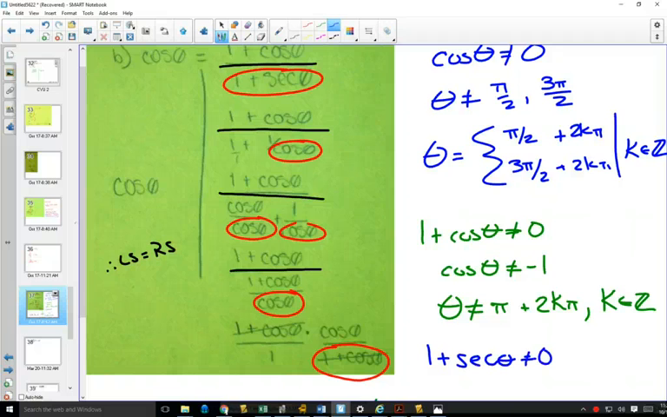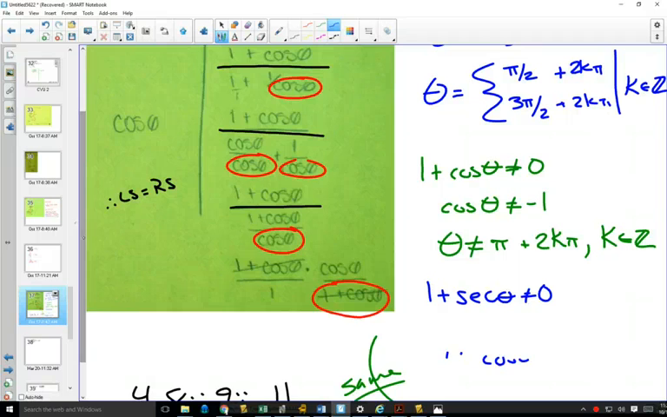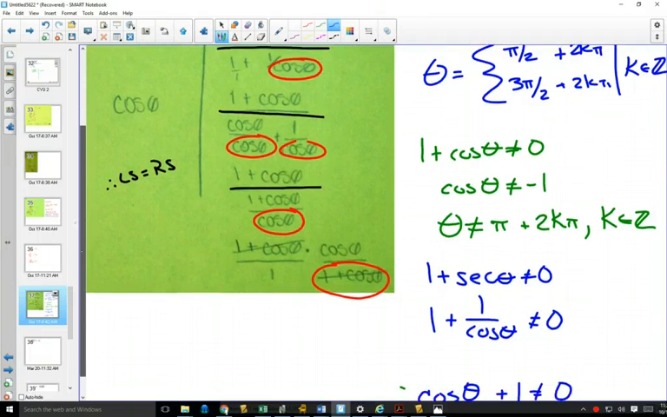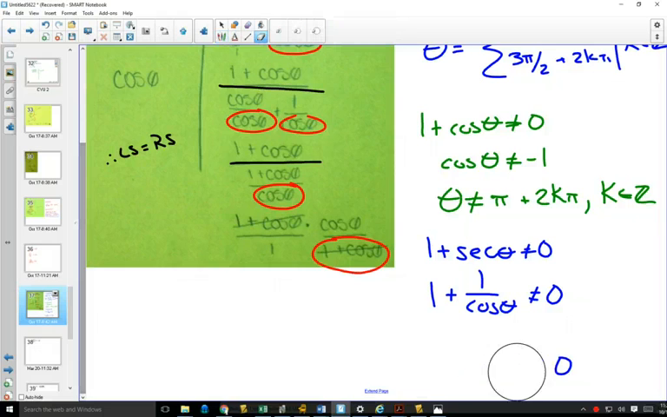If 1 plus secant theta can't equal 0, well, that's the same as 1 plus 1 over cos of theta not equaling 0. How do you deal with that fraction? Well, we can work with this. Here, I should erase that.